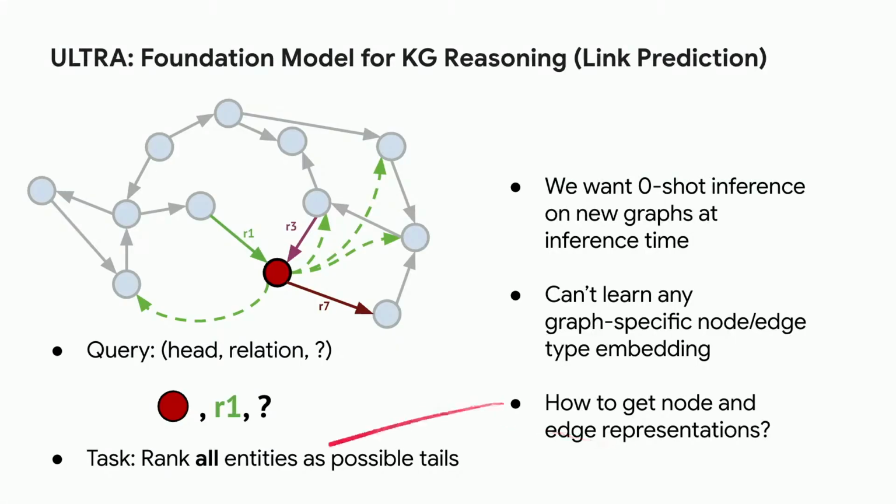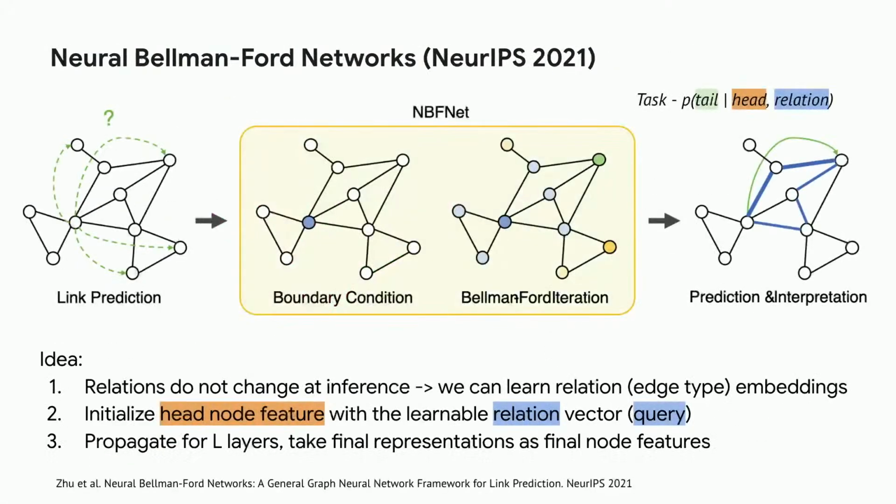And our task here generally is the ranking objective. So basically, given a starting node, given a certain edge type, here it's some R1, the green edge, we want to rank all the nodes as possible tails as a target of this edge. So it's a common task that you see in recommender systems, in fraud detection, and a bunch of other things.